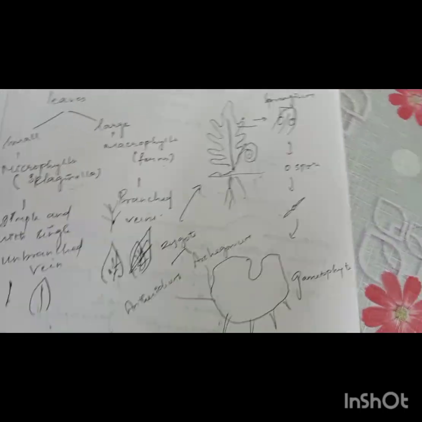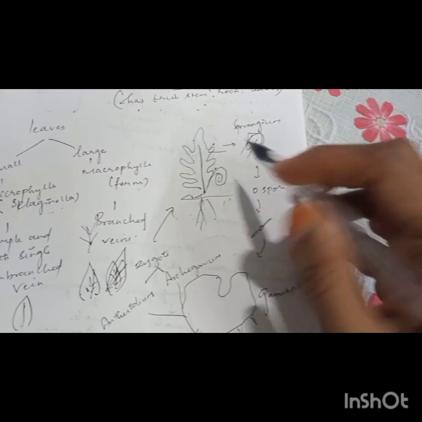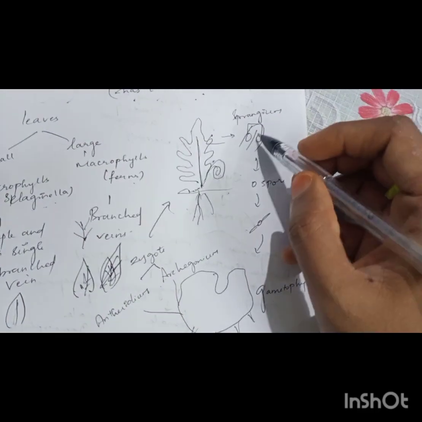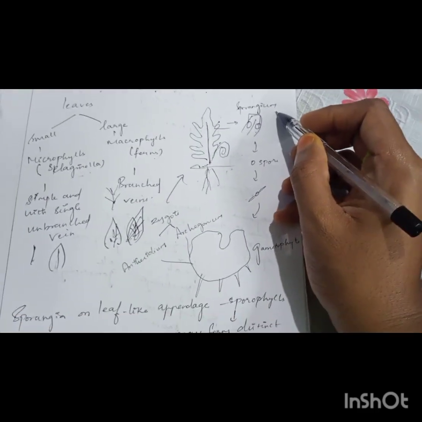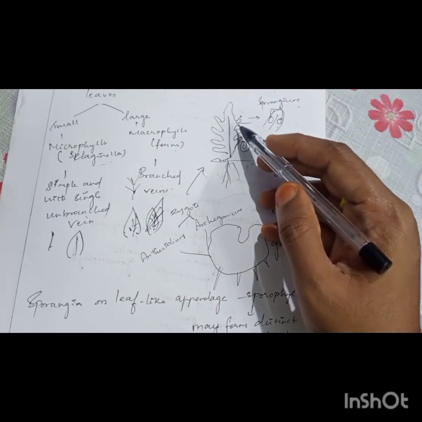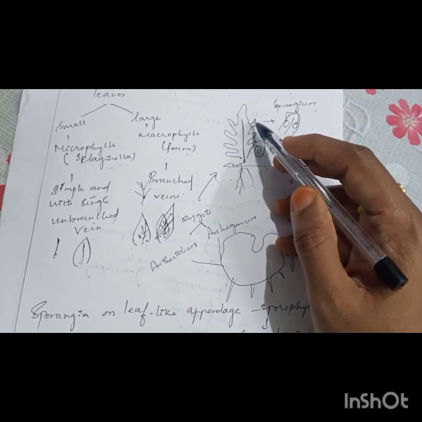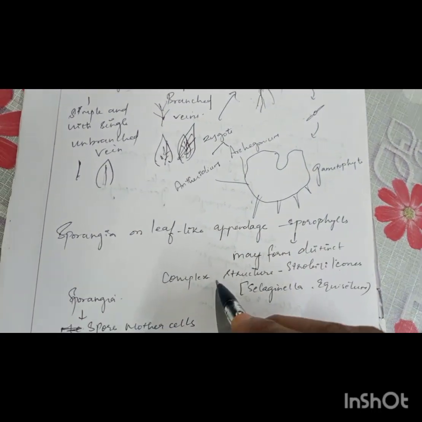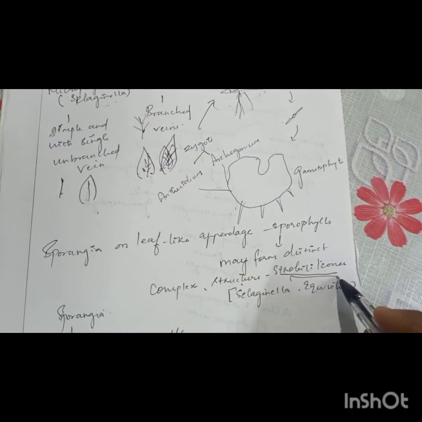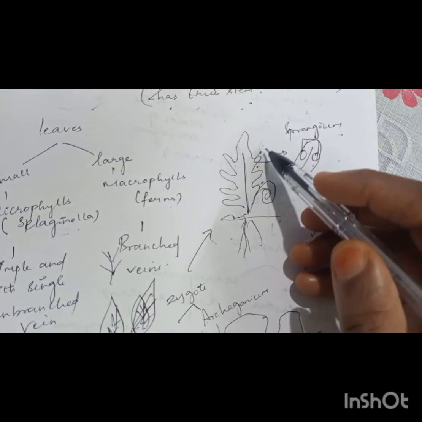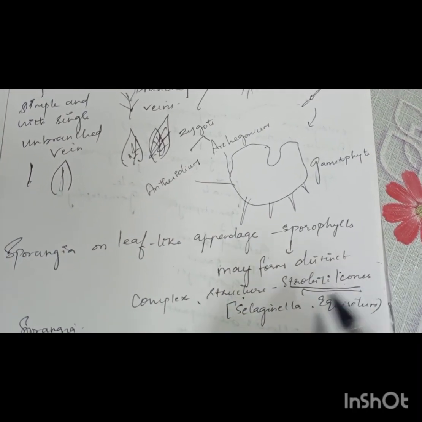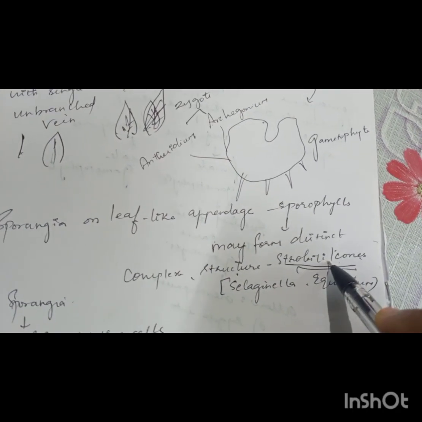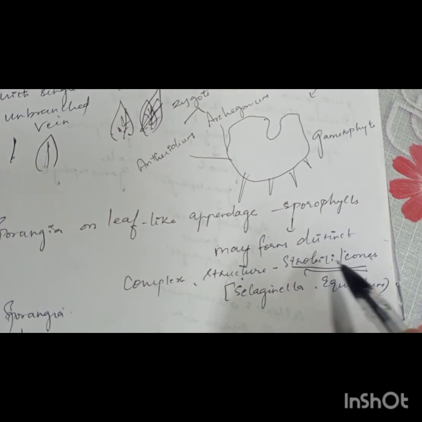So let's see the reproduction of this pteridophyte. The spores are produced in a structure called the sporangium. The sporangia may occur as an appendage looking like a leaf, or may be found in a distinct and complex structure known as strobili or cones. In the higher pteridophytes, these strobili or cones are found. Examples are Selaginella and Equisetum.